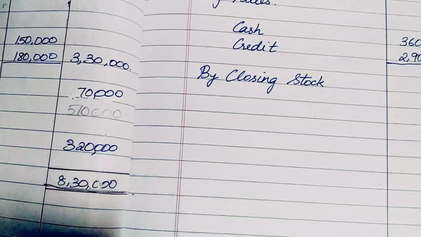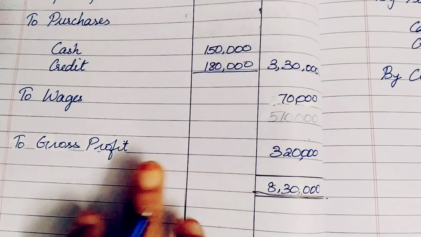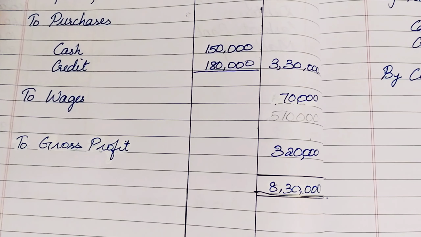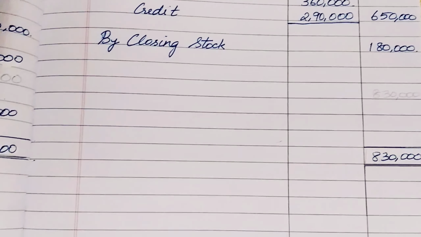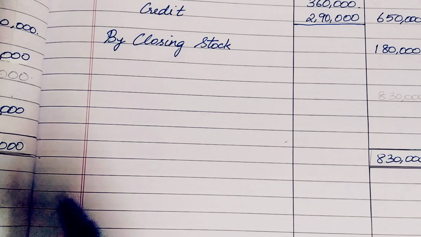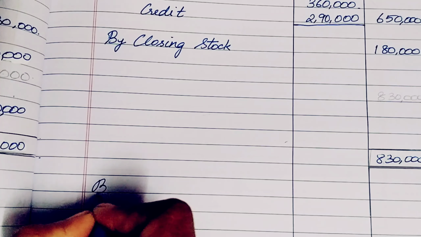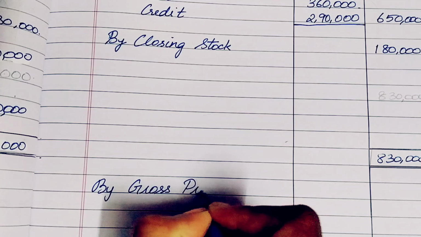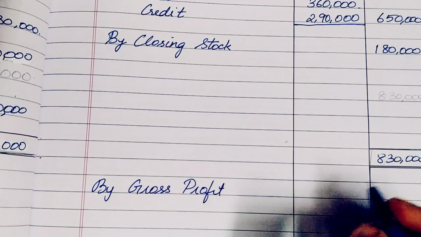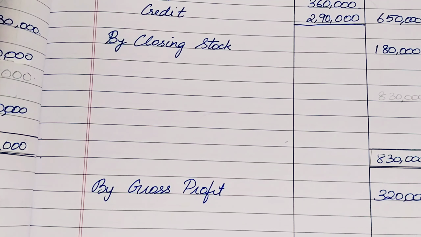So now this gross profit has to be transferred from the debit side to the credit side. So I move to the credit side. Now this is going to be from the trading account. We are continuing into the profit and loss account. So that's going to be by gross profit. So we entered into the profit and loss account. That is, 3,20,000 gross profit has been brought down from the trading to the profit and loss.